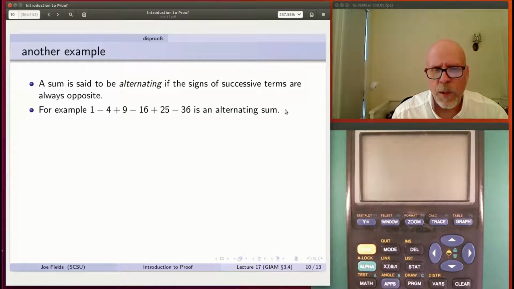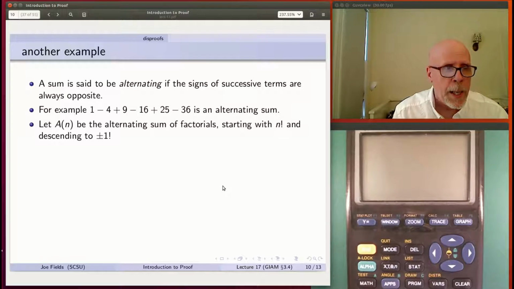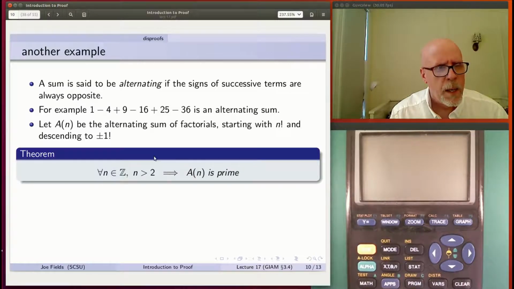If you've taken Calculus 2 or Advanced Calculus where you deal with sequences and series, you'll have run into alternating sums before. So we're going to let A of n be the alternating sum of factorials, starting with n factorial and descending until we get to either plus 1 factorial or minus 1 factorial. You can't tell in advance whether it's plus or minus because it depends on the parity of n. I think if n is even, it'll be negative, and if n is odd, it'll be positive, but I could have that wrong.